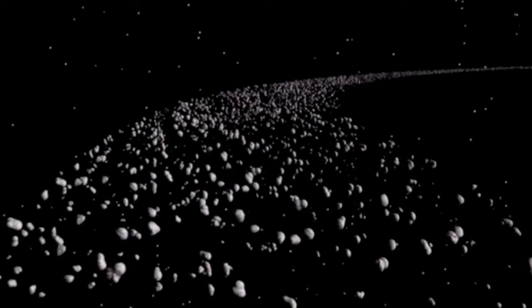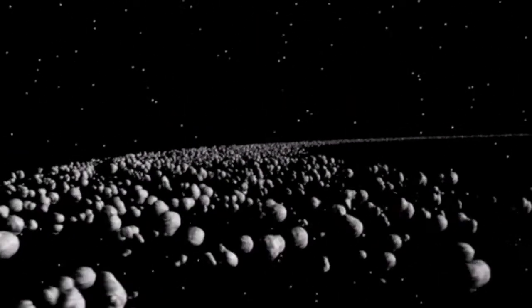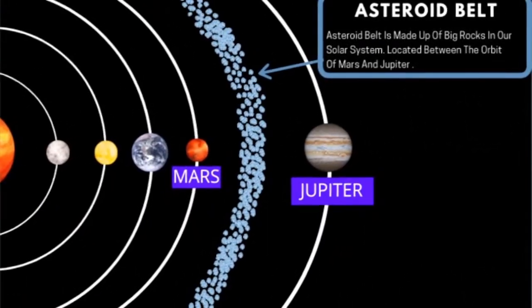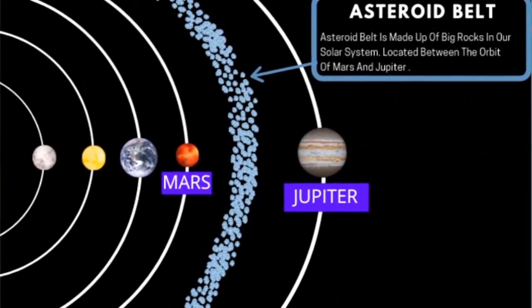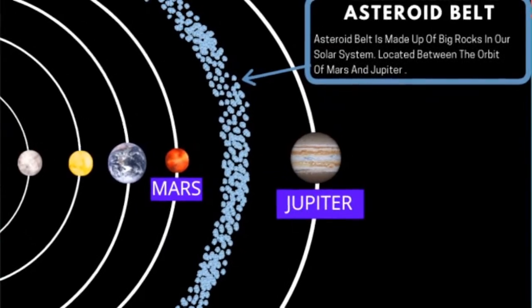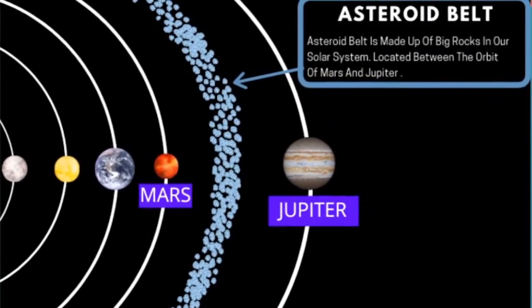There are lots of asteroids in our solar system. Most of them are found in the main asteroid belt, a region between the orbits of Mars and Jupiter. Just like comets, asteroids are thought to be leftovers from the formation of our solar system.